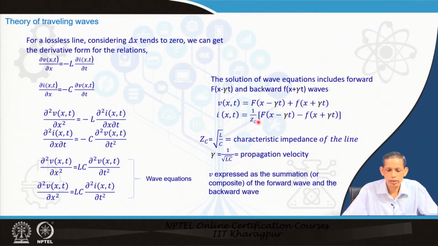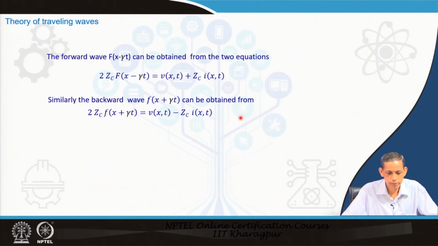Similarly, the current is obtained from there: 1 by Z c times (F(x minus gamma t) minus f(x plus gamma t)). So voltage and currents are related in that sense with Z c, where Z c is called the characteristic impedance of the line, or the surge impedance of the line, equal to root over of L by C. The voltage is expressed as the summation or composite of the forward wave and the backward wave, and so also the current is the summation of both forward wave and backward wave.